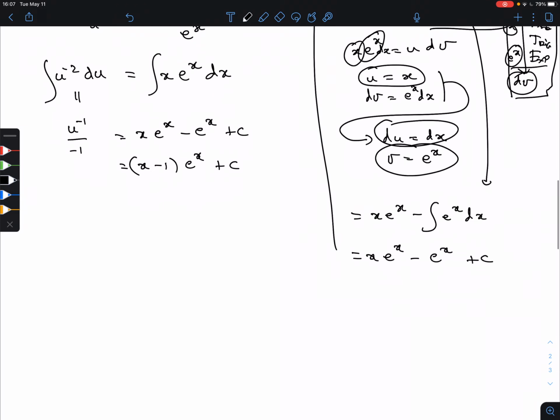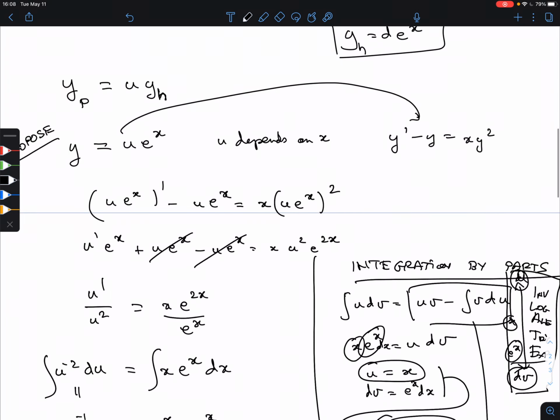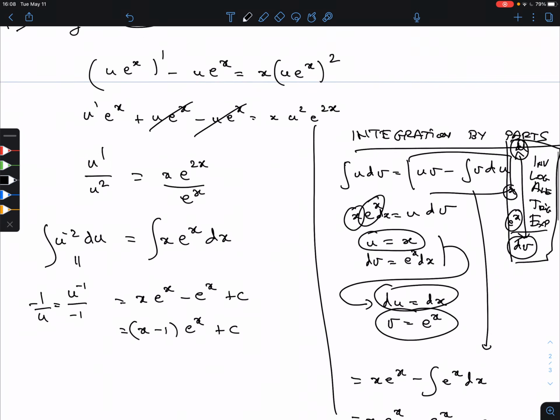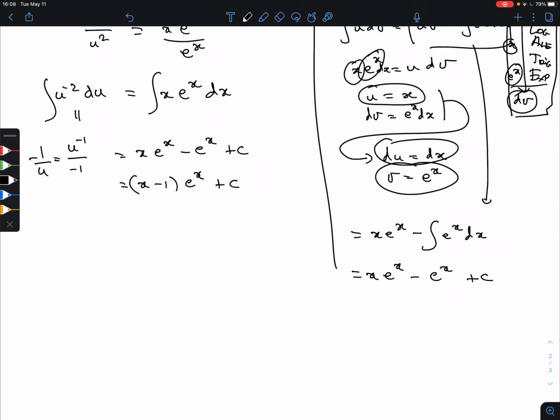Okay, well, this is of course minus 1 over u. We would like to solve for u, right? We need an explicit form, and that is a bit more problematic here because we really need u, because we need to plug it in here. So we have to solve for u here, but that again is not so hard. That is that u is equal to minus 1 times (x minus 1) e^x plus a constant.